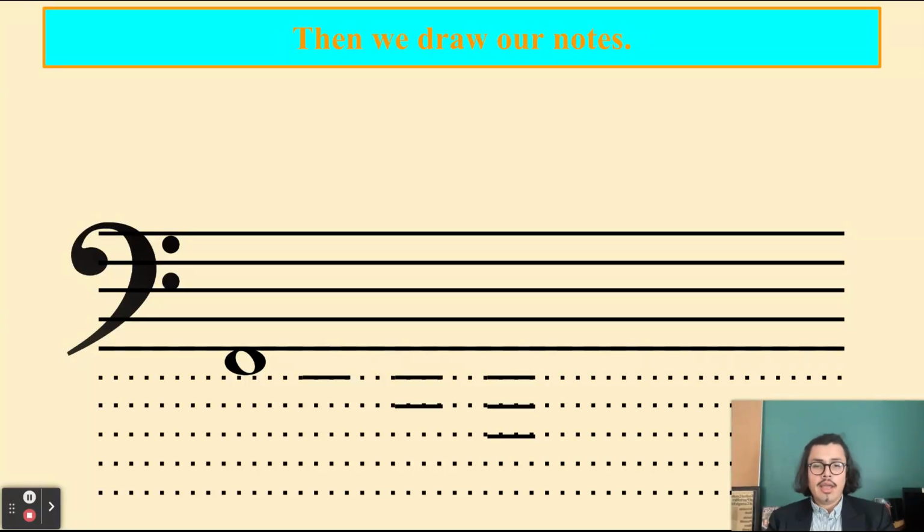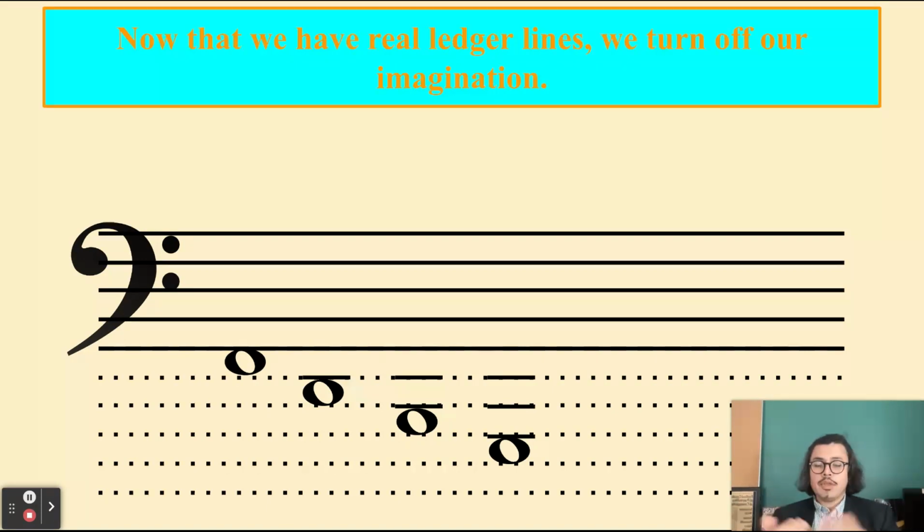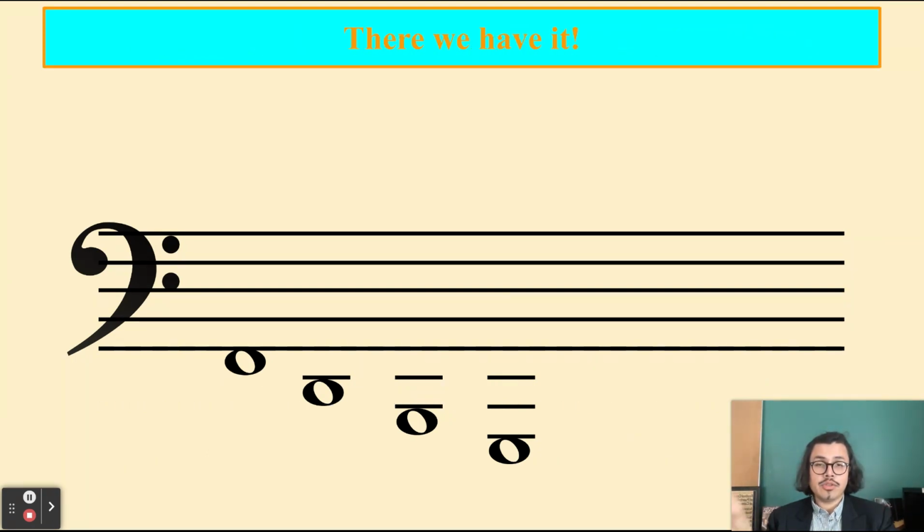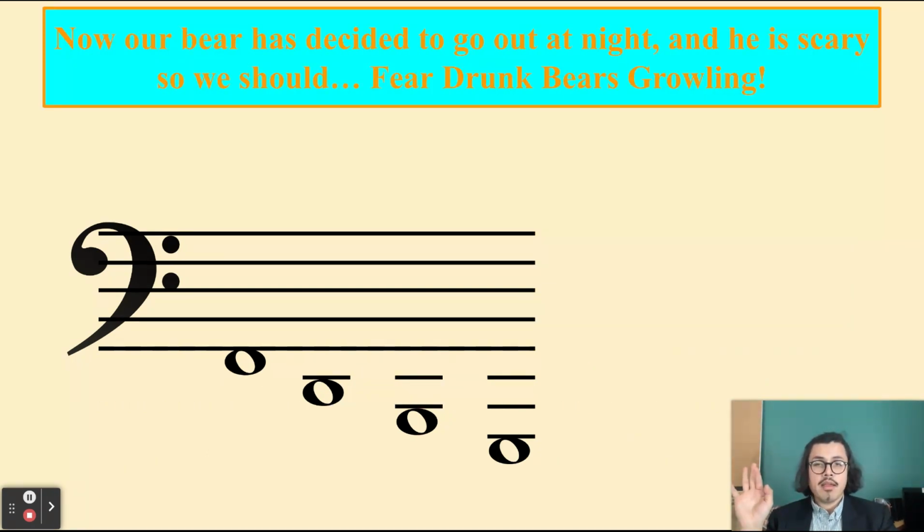Then go ahead and you can draw your notes. So now we have our notes. Great. Now, since we have the ledger lines already, we don't need the imaginary lines, so we do away with them, and there we have it. Now, our bear has decided to go out at night, and he is scary, so we should fear drunk bears growling. Remember, bears don't fear anything? Well, you should fear drunk bears growling. That's what I came up with.